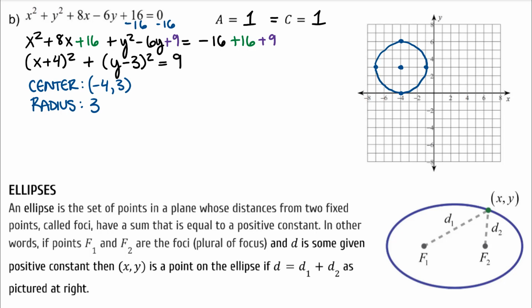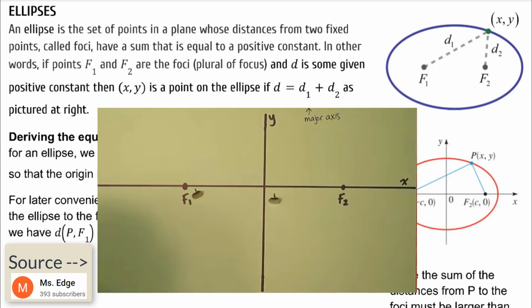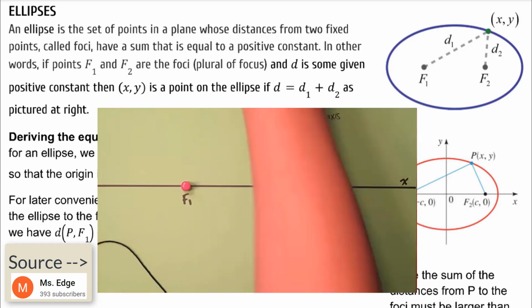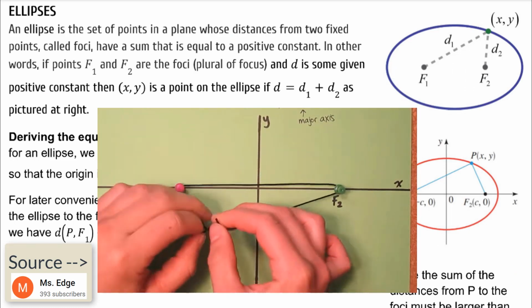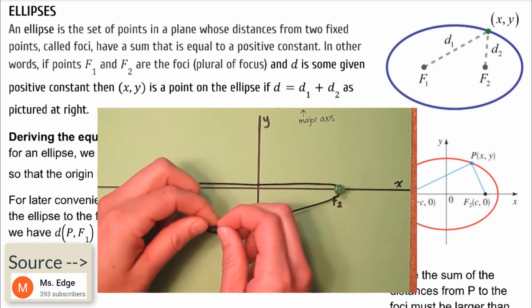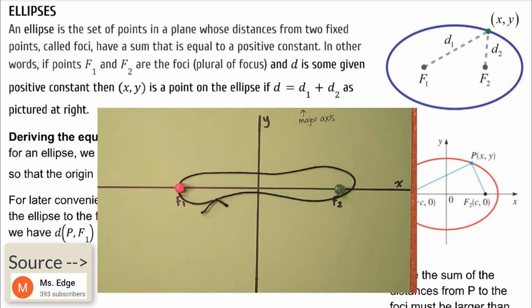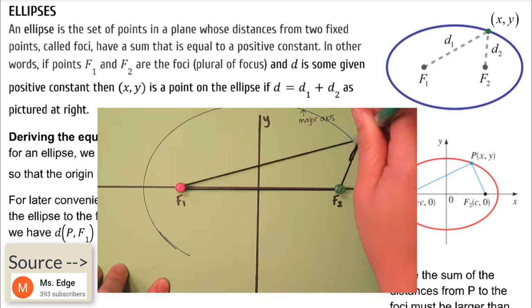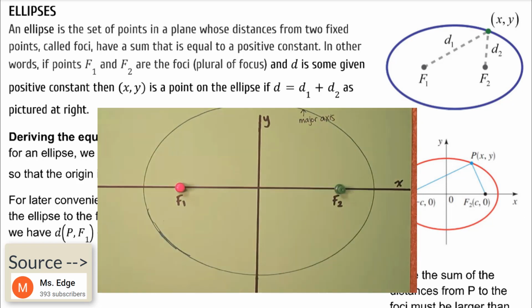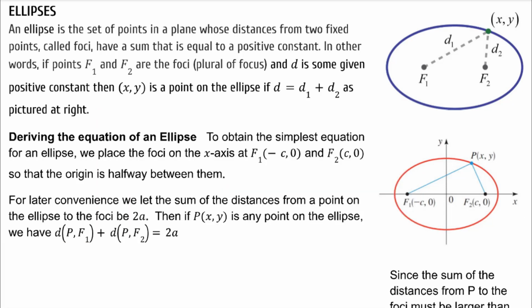Ellipses. An ellipse is the set of points in a plane whose distances from two fixed points, called foci, have a sum that is equal to a positive constant. In other words, if points F1 and F2 are the foci, that would be the plural of focus, and d is some given positive constant, then (x, y) is a point on the ellipse if d is equal to d1 plus d2, as pictured at right.